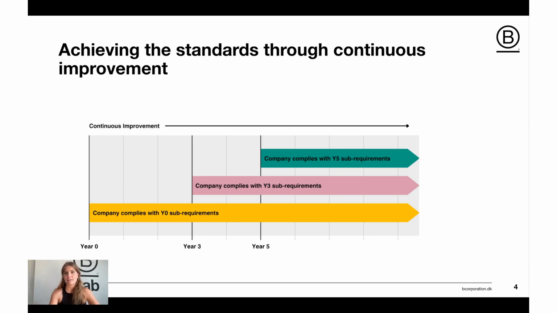And here you can see that companies are expected to meet certain requirements in year 0 and then take further steps in year 3 and again in year 5. So here's a quick visual of how that works.